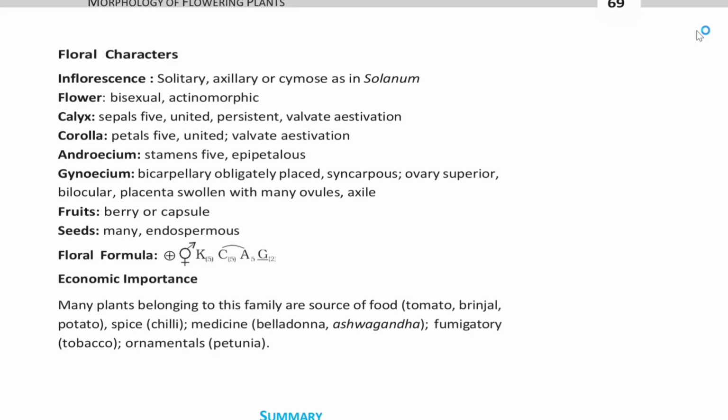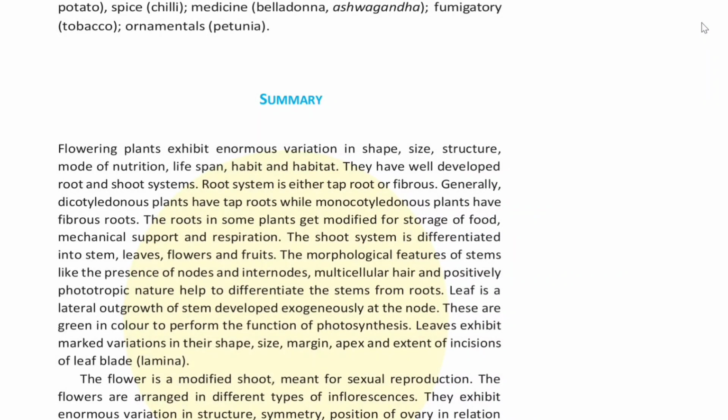Economic importance. Many plants belonging to this family are source of food, that is tomato, brinjal, potato. Spice, chili. Medicine, belladonna, ashwagandha. Fumigatory, tobacco. Ornamentals, petunia. Let us discuss the summary of chapter.